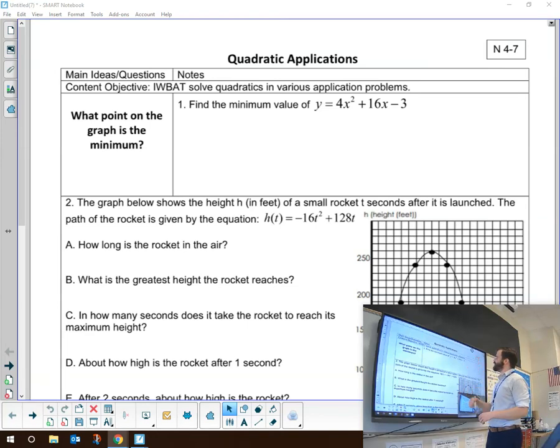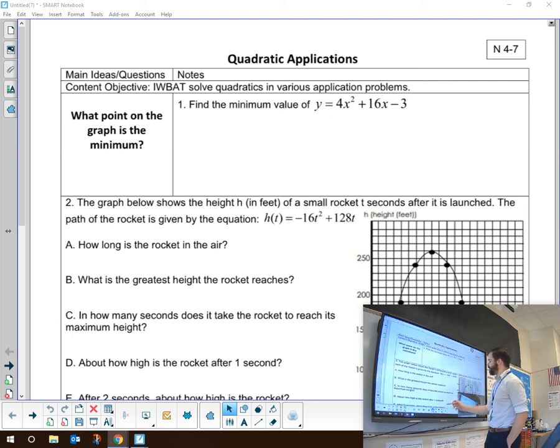Hey guys, today we are talking about quadratic applications. And what that really means is we're just interpreting some graphs, okay? So we're using all the stuff we learned yesterday about how to find the axis of symmetry, the vertex, all of that, and we're just putting it into practice a little bit. So let's go ahead and remind ourselves how to find the vertex.